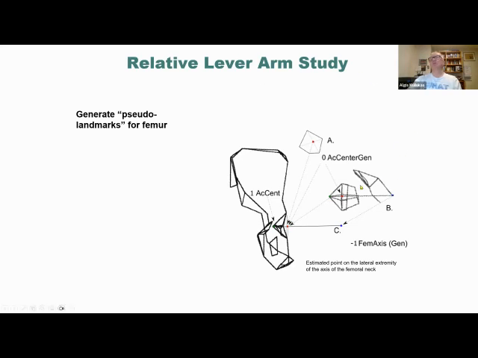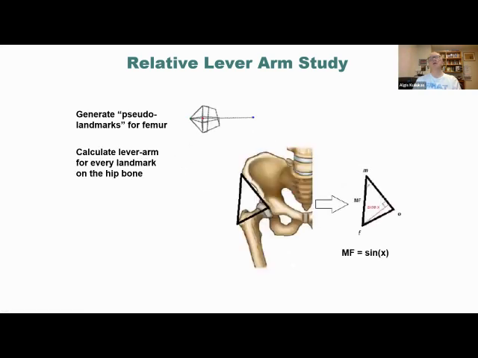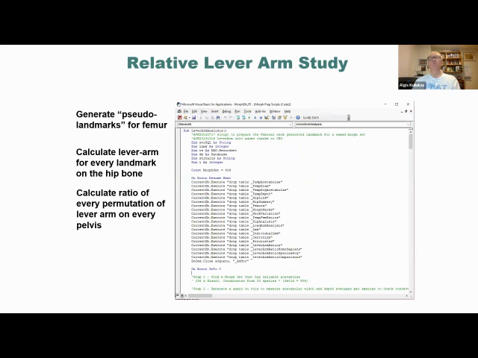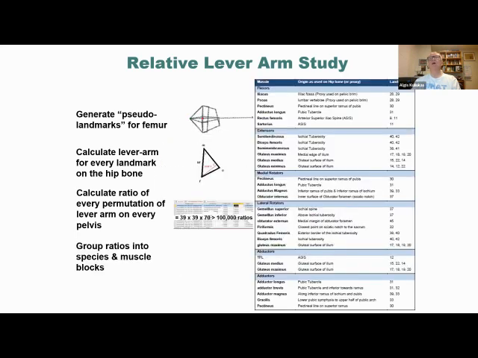So the first thing I had to do was create this weird pseudo landmark for the femur, the center of the femoral head. And then basically I measured lots of points on the iliac blade where the muscles attach and calculated what the lever arm is of all of these different points. Then I analyzed them all with software and grouped them according to the different muscles. So we looked at the different load arms of where the muscles would be, and we looked at extensors, rotators, abductors, and adductors, to see if we can infer what muscles the Australopithecus pelvis helped.